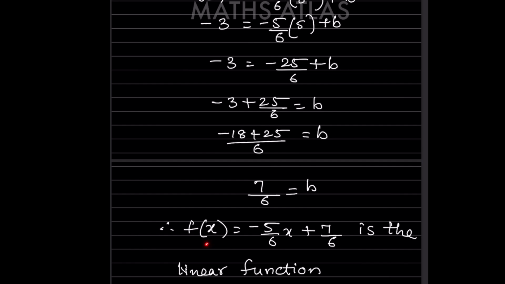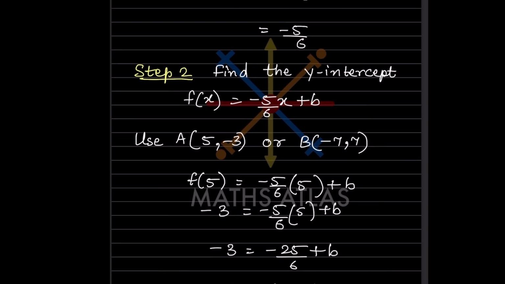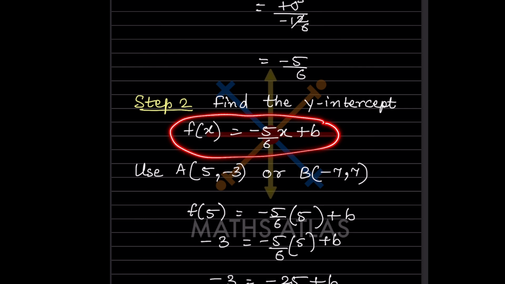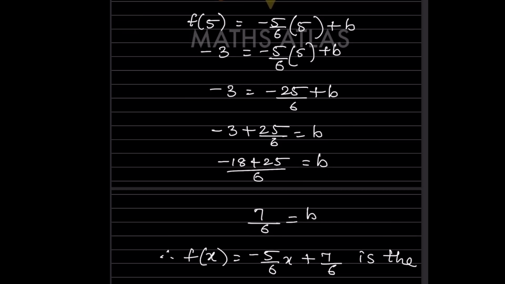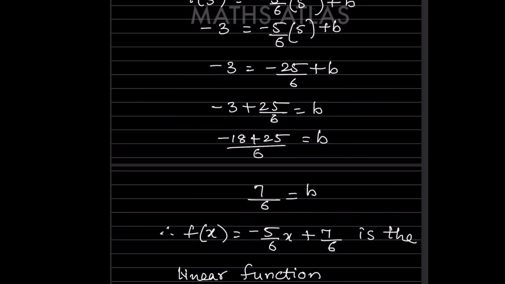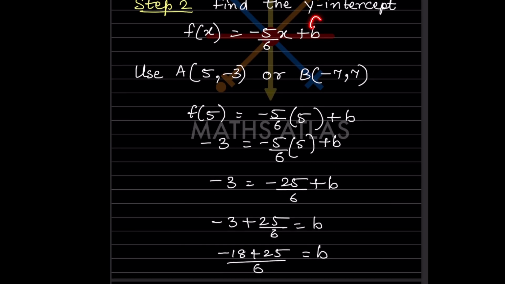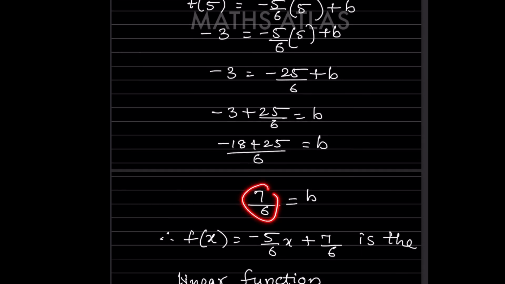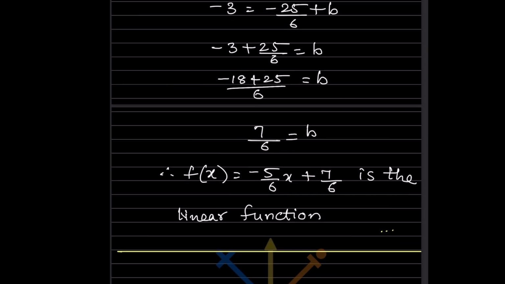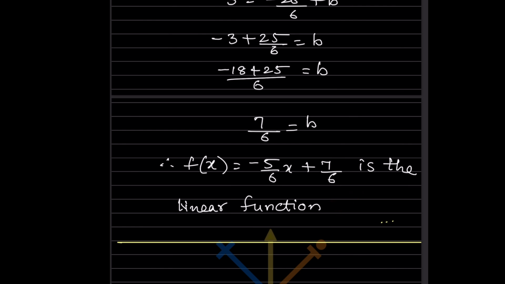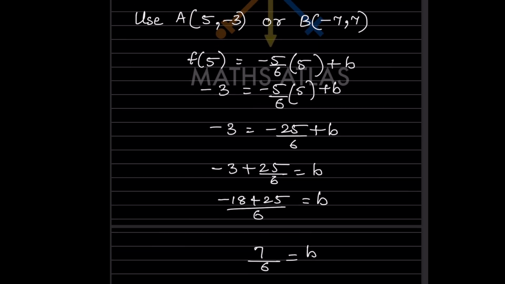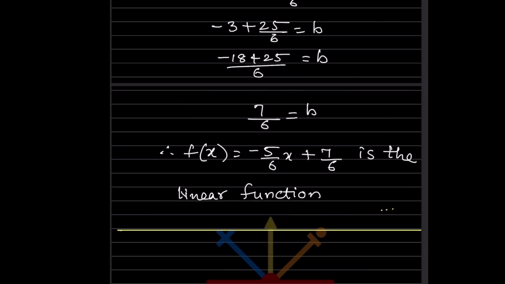So now how will you write this? f of x is -5 by 6 x plus b, and the value of b you got is 7 by 6. So f of x equals -5 by 6 x plus 7 by 6. And this is the linear function. Now this is the only step we have to remember: this is y, so that is -3. Here this is x and this is y. So by this we have completed today's work.